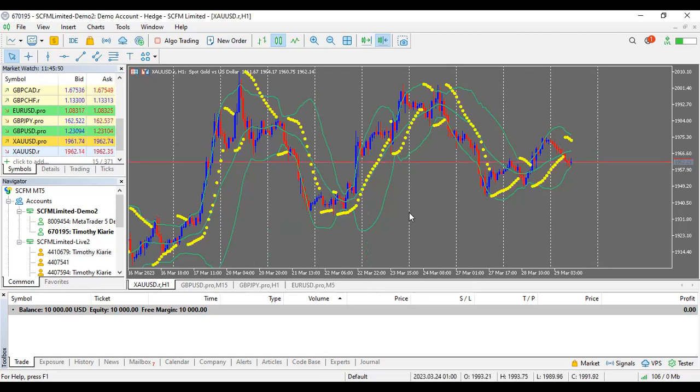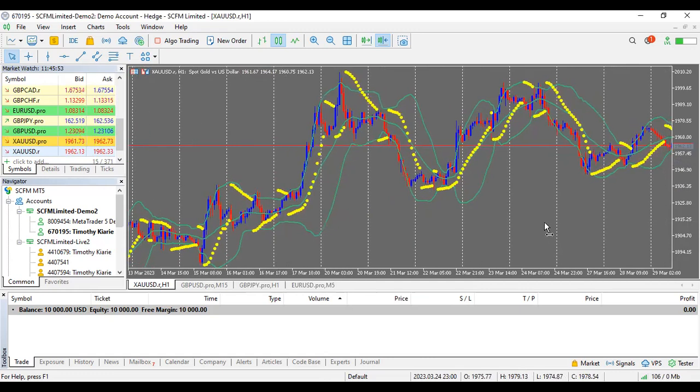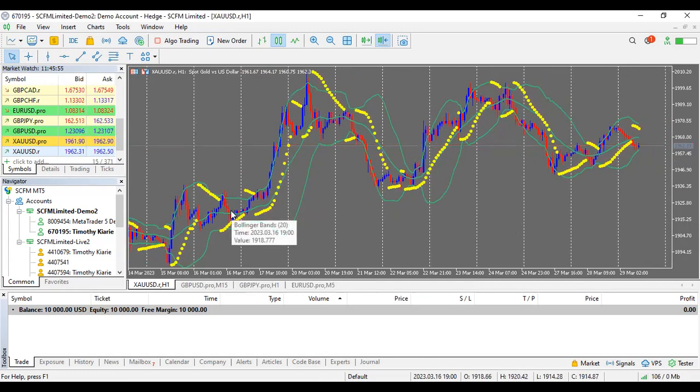So you can see the dots. Here are the dots. Here is the Parabolic SAR. So you can see it in the chart. With the Parabolic SAR, we said that when the dots are below the candles, they act as support, and therefore you look for buy entries. I will repeat. When the dots are below the candles, they act as support, and therefore you look for your buy entries. When the dots are above the candles, they act as resistance, and therefore you look for your sell entries.